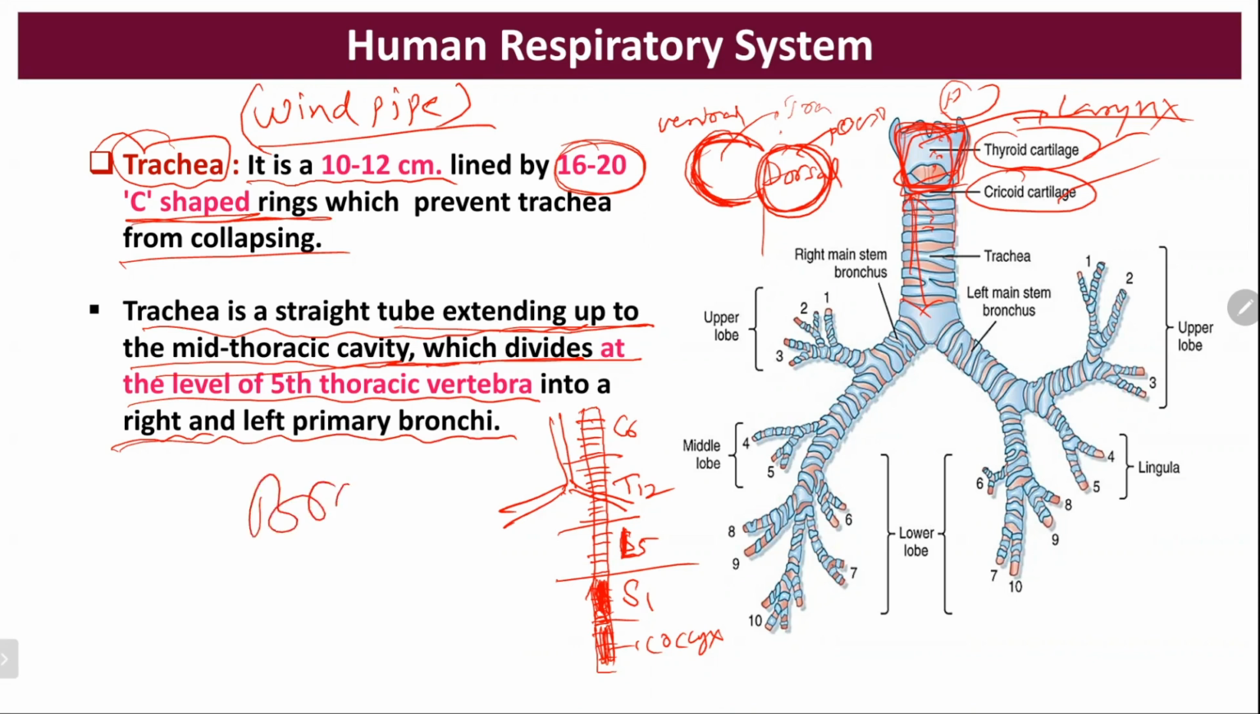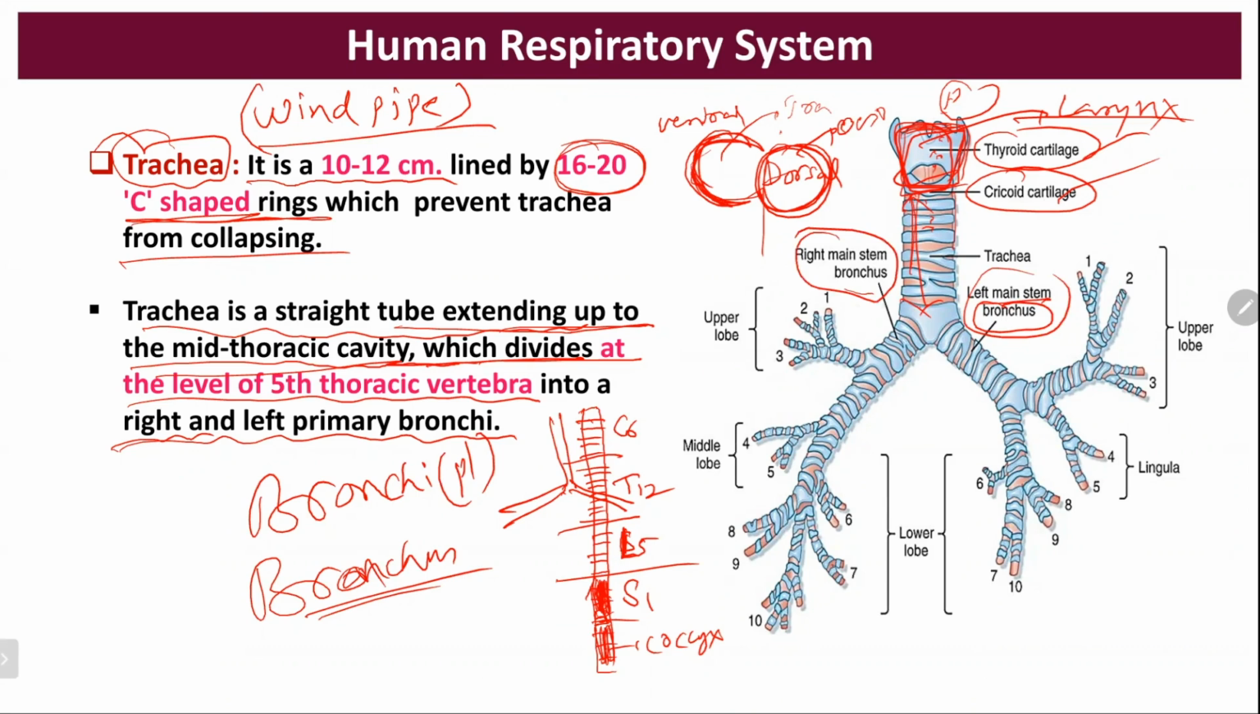Bronchi is plural, and bronchus is singular. You see here, bronchus is shown. Left main stem bronchus, left bronchus. This is the right bronchus. If you want to show these two together, then you can call them the left and right primary bronchi.